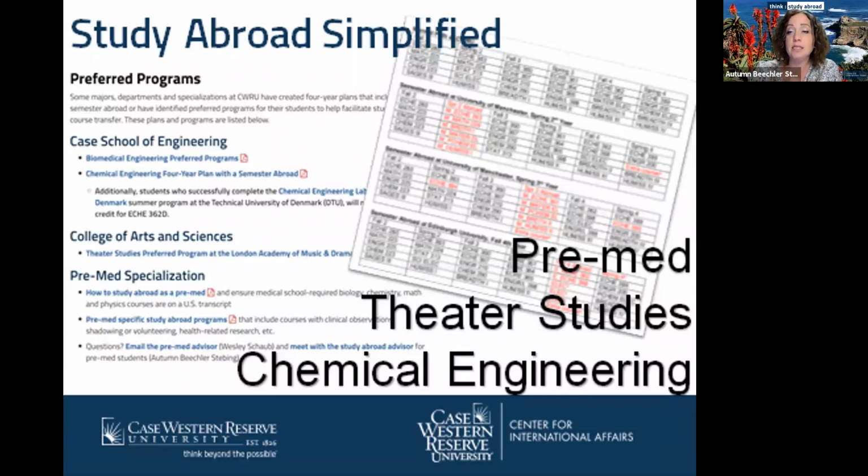That's really fantastic. We're working on getting some more of those types of preferred programs. We also have a similar workup with theater, where students know exactly what they're getting when they're going to the London Academy of Music and Dramatic Art. They will get these courses, they count towards your major, and you go second semester of your sophomore or junior year. And then additionally, we have a write-up for how exactly to study abroad as a pre-med, and make sure that the courses that need to be on a US transcript for medical schools are on a US transcript for medical schools. So it's how to do it as well.